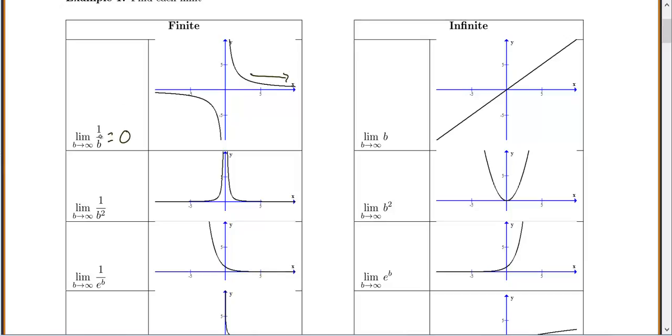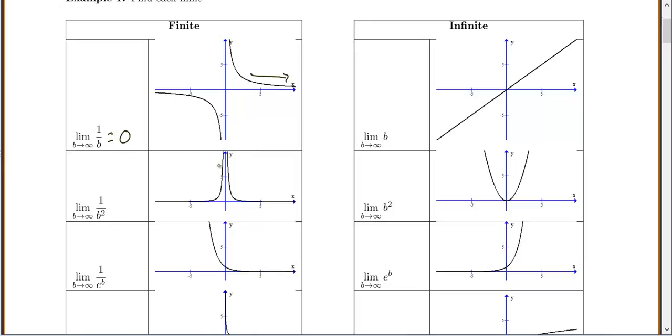And this makes sense because as you divide by bigger and bigger numbers, you're going to get smaller and smaller. So 1 divided by 1,000 is small, but 1 divided by a million is really small, and 1 divided by a billion is even smaller, etc. So eventually, as you keep dividing by bigger and bigger numbers, you'll get to 0.